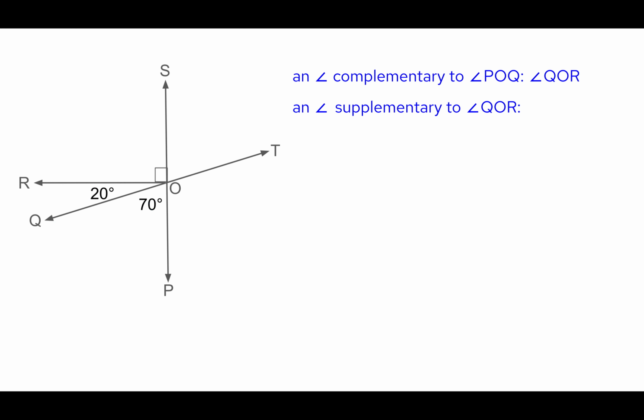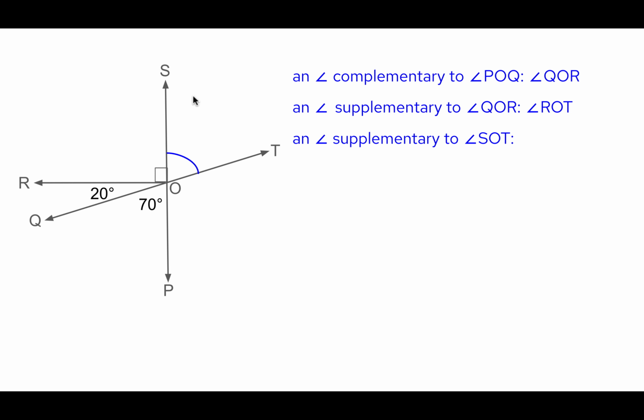Okay, now let's look at the next one. I want to find one that's supplementary to angle QOR. So QOR is 20 degrees, and if it's supplementary, it needs to make a straight line. So a straight line would be QOT. So that means I need the angle right in here. We already have this part, so I need this second blue part. So we would say ROT or TOR.